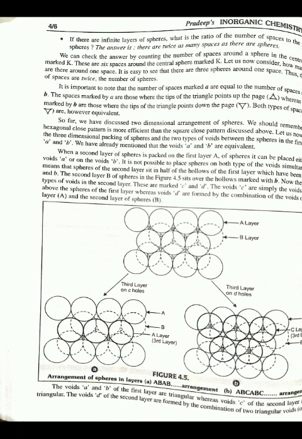Let us now consider how many spheres there are around one space. It is easy to see that there are 3 spheres around one space. Thus, the number of spaces is twice the number of spheres.